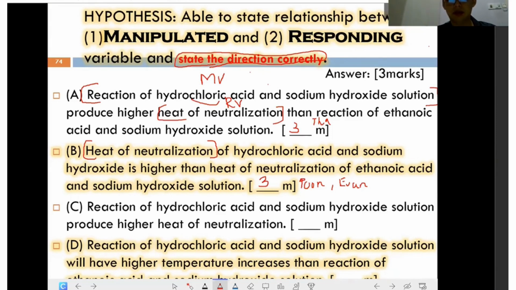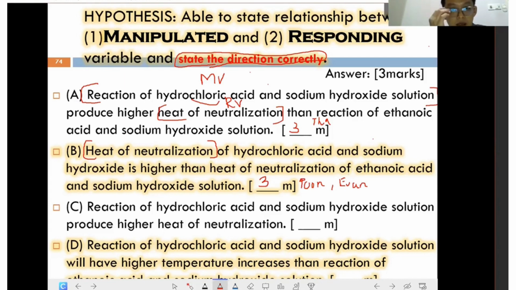A is the best 3 marks. See, MV, RV, no problem. They mention that the acid reacts with the sodium hydroxide to produce the highest heat. Okay, so very good answer. How about number B?